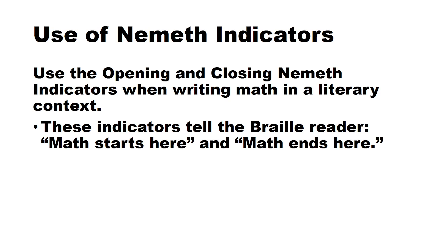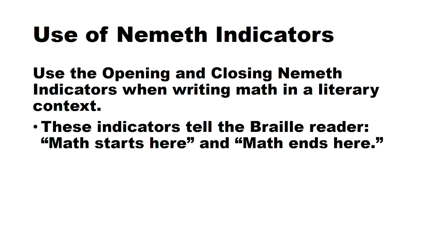Next is the use of the Nemeth indicator. Now, in math, say we have word problems, or we're doing problem solving. These word problems are, of course, written using Unified English Braille. And if that happens, that we have literary text and we have the Nemeth Braille, or that we have variables and numbers in between the text, then we need to use the Nemeth indicators.